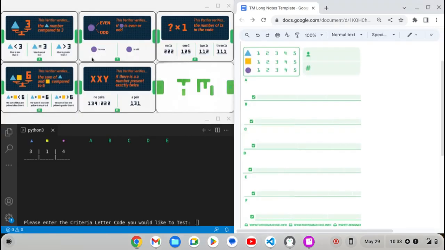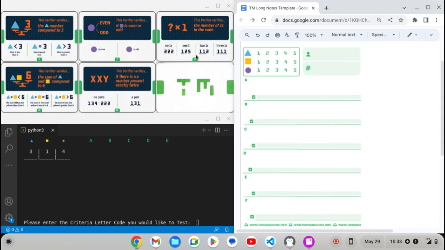So in our grid above we've got our 5 criteria cards. On the top row we've got criteria card A, criteria card B, criteria card C, and in the bottom row we've got criteria card D and criteria card E. Criteria card A will let us know a little bit about our first digit, the triangle digit, as it compares it to the number 3. So should the value of the triangle digit be less than 3, equal to 3, or greater than 3?